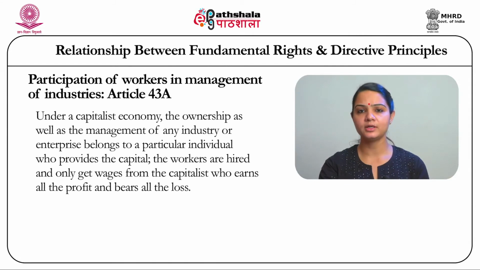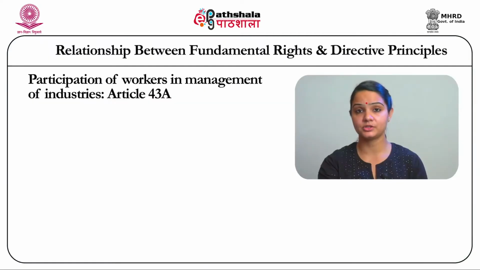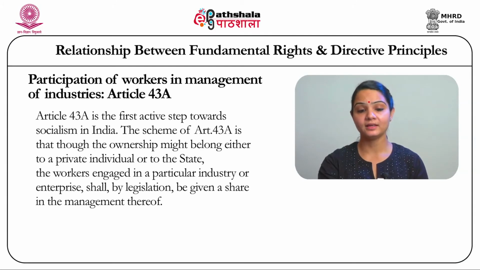In a capitalist economy, the means of production as well as the profits and the losses are borne by the capitalist. Workers are only employed and they receive wages for the work done. Under a socialist economy, there is no place for a capitalist because all means of production together with the management are held by the state. But socialism doesn't believe in any violent transition from capitalism to collectivism, but believes in a phased transition. Article 43A is the first active step towards socialism in India.